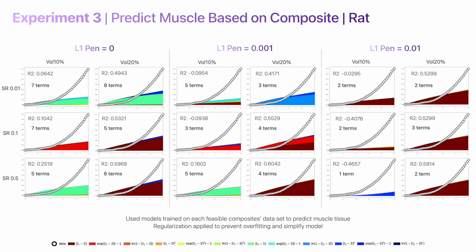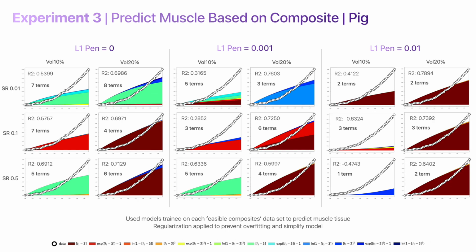Finally, we used our models trained on composite data to predict the muscle tissue without L1 penalty and with 0.001 and 0.01 penalties to prevent overfitting. This is to compare volume 10 and 20% composites to rat and pig muscle structurally. At 0.01 penalty, we see the model output simplified to only 1 to 3 discovered terms, but some being driven nearly to 0, resulting in significantly poor fits. Overall, we see better fit in pig muscle predictions, with models trained with volume 20% composite data performing best.